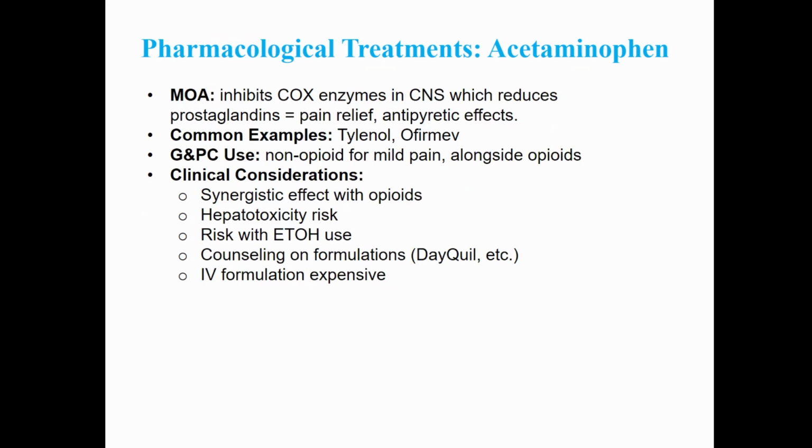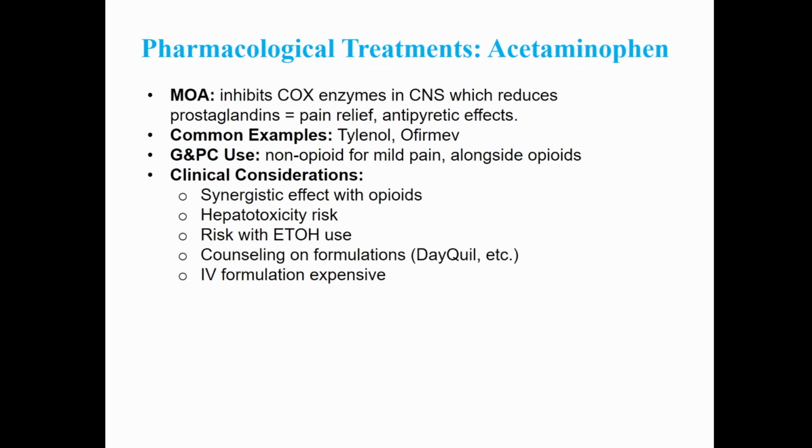The next category is also super familiar. We all know about acetaminophen or Tylenol. The mechanism of action is similar, in that it inhibits the COX enzymes, but it does this in the central nervous system, which helps with pain relief and fever, but it's not going to help with inflammation like the NSAIDs. So common examples are Tylenol PO, right? We all know that, and then Ofirmev, which is the IV acetaminophen form.